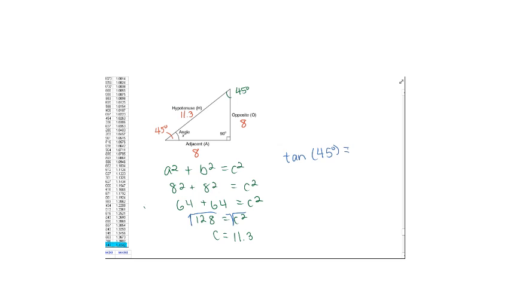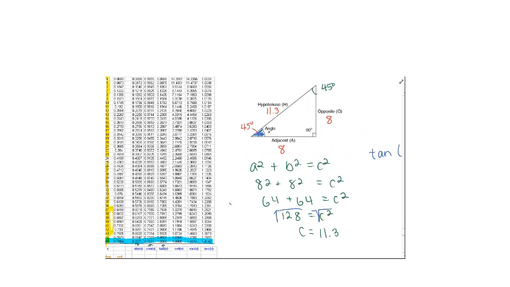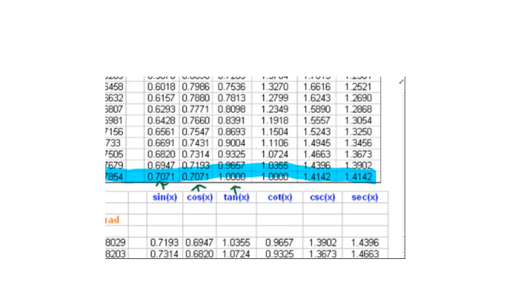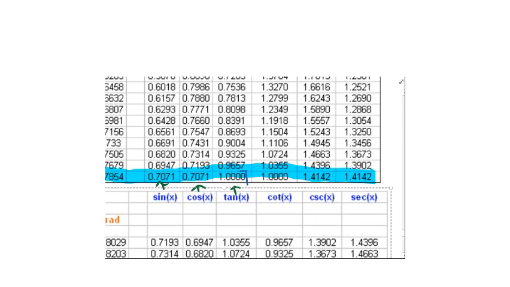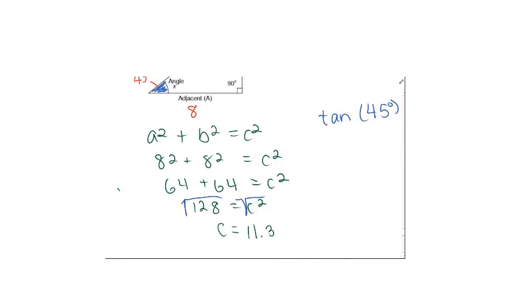But anyway, for the tangent of the 45-degree angle down here at the bottom left, the tangent is going to be opposite over adjacent, which is going to give us 8 over 8, which gives us 1. And that's what we expected from our table. We expected to get 1 for tangent right here. And that's how we set it up. Now let's try for sine and cosine.